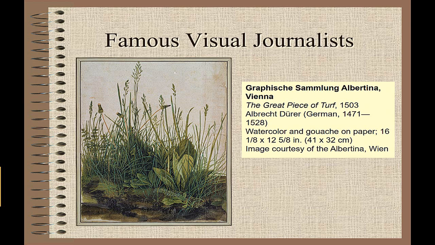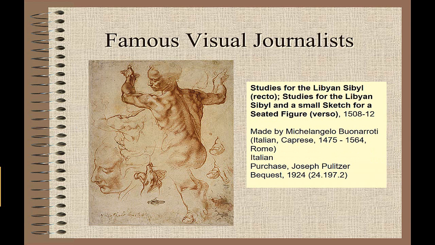This is a watercolor from Albrecht Dürer, who was a famous artist back in the early 1500s. And he made this rendering of grass and what we would consider weeds. Ecologists today can then look at this and they can tell you what time of year it was, what the kind of soil was, where this grew. So there's a lot of information contained in what we would consider a simple drawing.